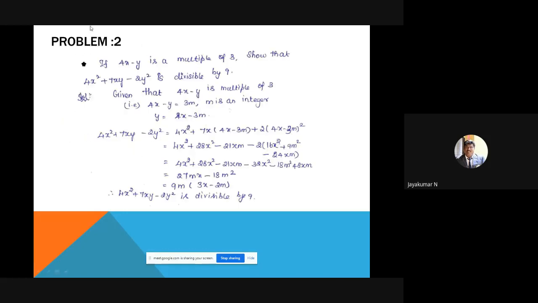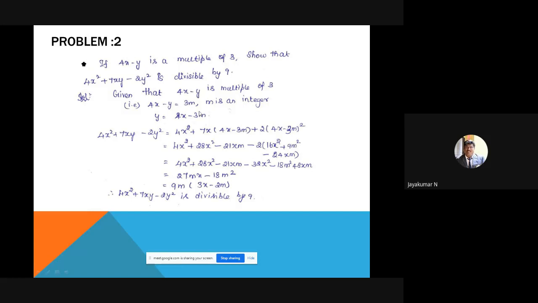If 4x minus y is a multiple of 3, then show that 4x square plus 7xy minus 2y square is divisible by 9. Given that 4x minus y is a multiple of 3, that means 4x minus y equals 3 times some integer, say m. From that, I can convert y in terms of x. Keep y on the right hand side and 3m on the left hand side. Finally, we arrive at y equal to 4x minus 3m. So now I have a conversion from y to x.